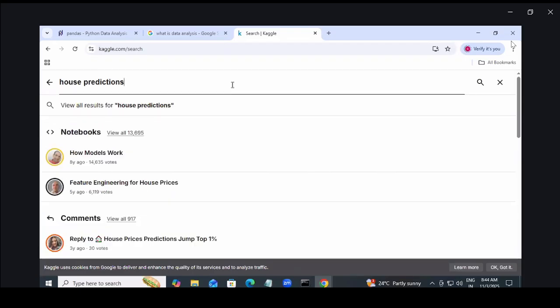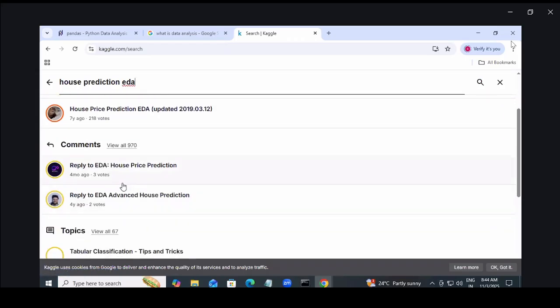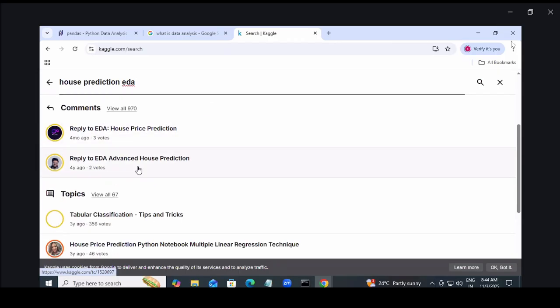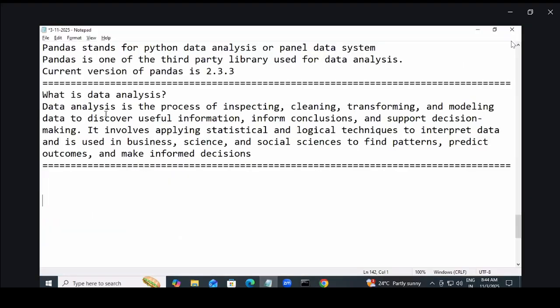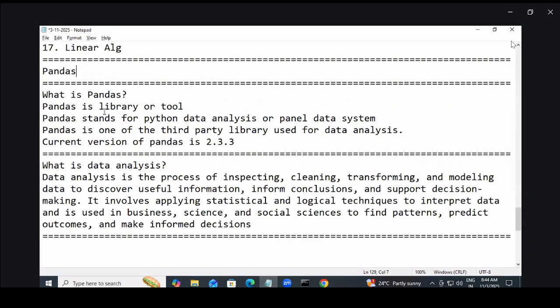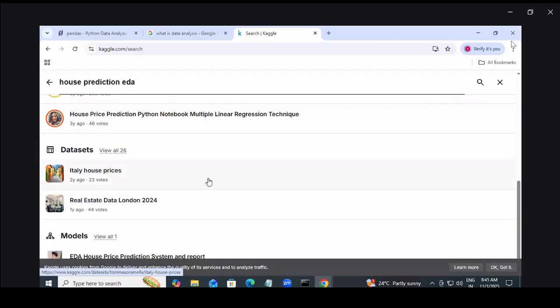See here, feature engineering for house prices, or house price prediction. I'm showing some EDA: house price EDA and prediction. All these are EDA projects. Now, a house prediction Python notebook with multiple linear regression techniques. That's why I stopped at linear equations, because the same thing you can try to apply in pandas. House prediction using multiple linear regression.